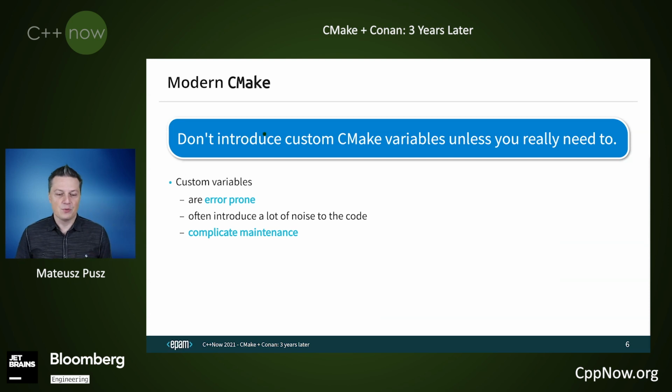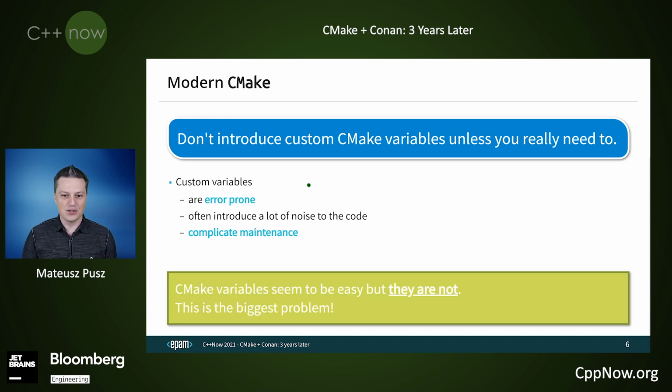So I would claim that we shouldn't introduce custom CMake variables unless we really need to. Custom variables in CMake are error-prone, often introduce a lot of noise to our code, and complicate maintenance. During my trainings on CMake, my students ask me to talk about targets, installation, and other stuff. But when I want to describe how variables work, they don't want to listen. They say, well, we are experienced engineers, we know plenty of different languages, we know how variables work. But actually, it is not that easy with CMake.